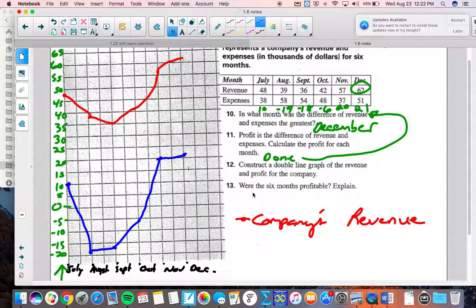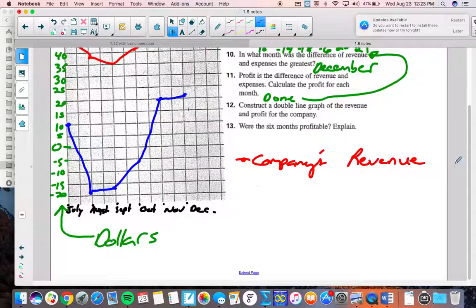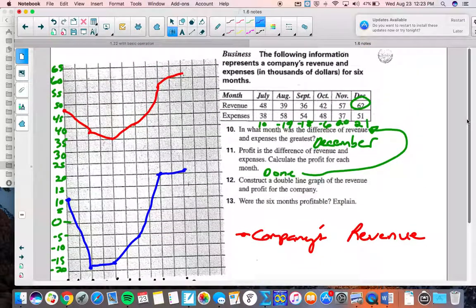So there we are. Were the 6 months profitable? Explain. Well, if you add up the profits, we've got $51 gained, and maybe that's thousands of dollars, folks. Ooh, I should label that with my money. The money is in thousands. And then I'd call this company's revenue versus profit.